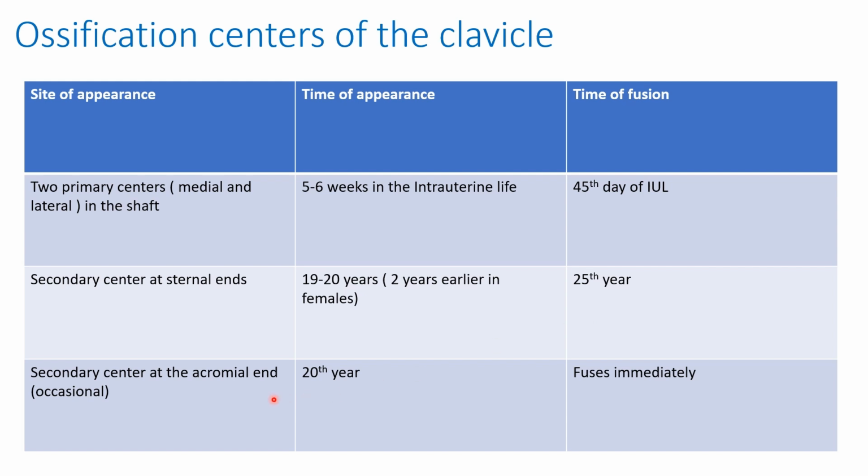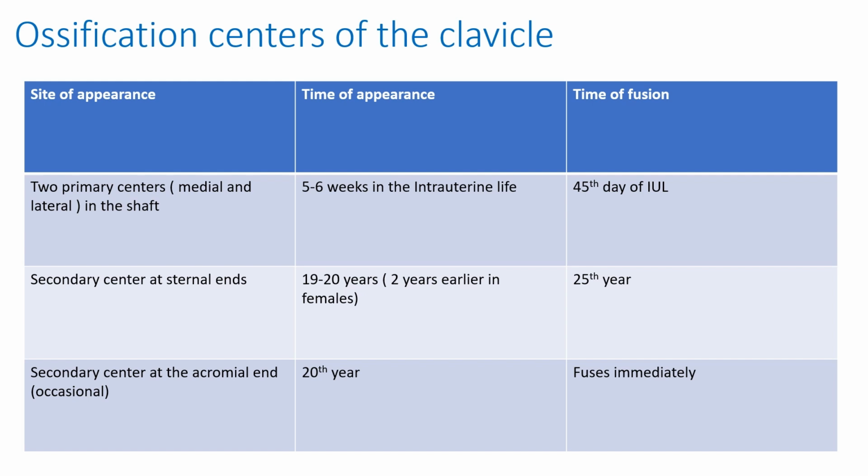Then the secondary center at the acromial end, which occurs occasionally, the time of appearance is the 20th year. Then it fuses immediately. So as I have said, this time frame, the time of appearance, the 5th week, explains the reason why the clavicle is the first bone to ossify, and also the last bone to ossify, explained by the 25th year, the time of fusion.